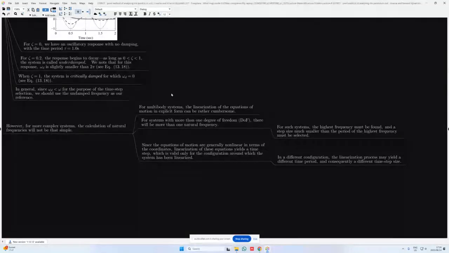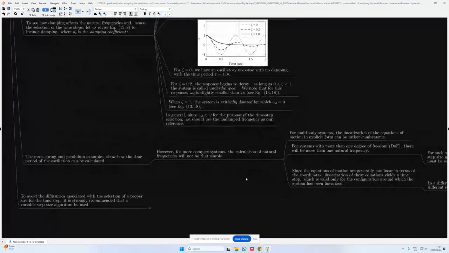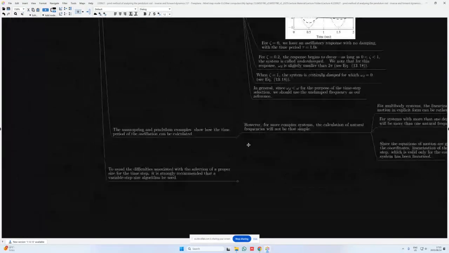Since the equations of motion are generally nonlinear in terms of the coordinates, linearization of these equations yields a time step which is valid only for the configuration around which the system has been linearized. In a different configuration, the linearization process may yield a different time period and consequently a different time step size. So once again, it doesn't necessarily mean that the time step size we get for a specific configuration is going to be universal. We need to evaluate it at each configuration.